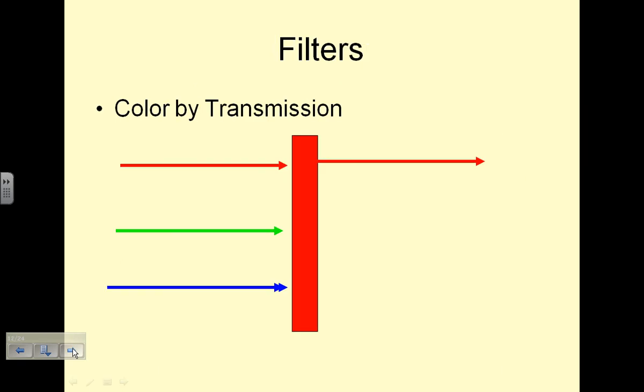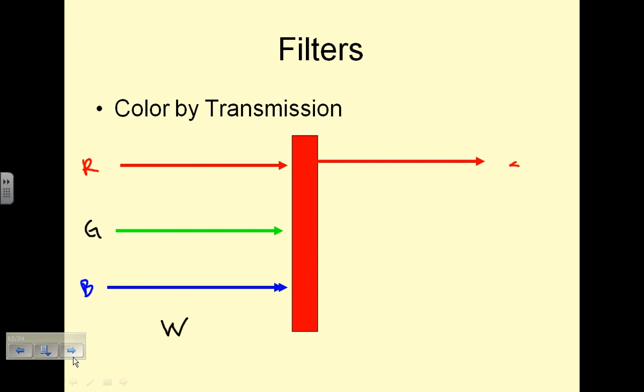Now filters. Filters absorb light and they transmit light discriminately. Filters will transmit the color that they are. So if you have white light shining on a filter, and I depict that by red, green, and blue, so you can label those if you wish, and a red filter will only allow through red light.